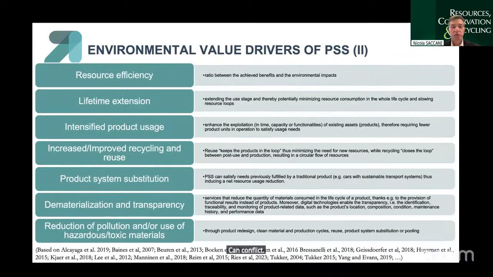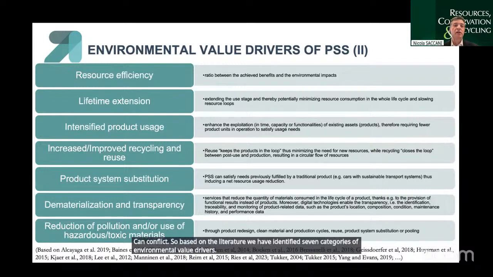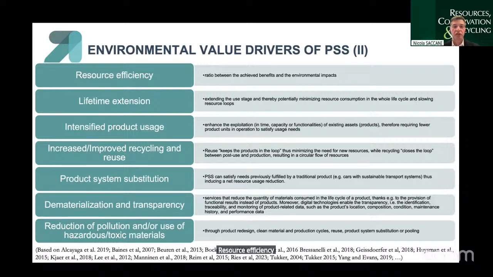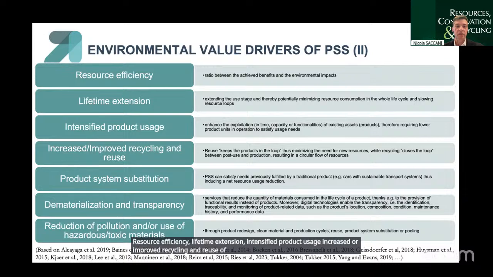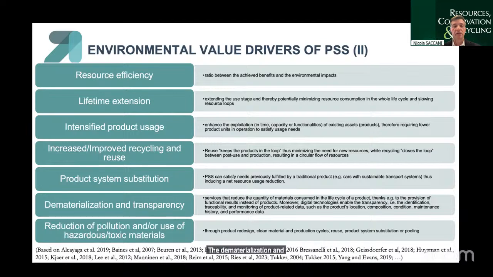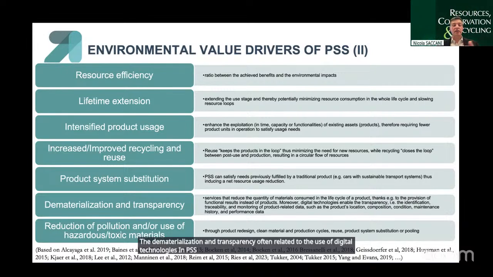Based on the literature, we have identified 7 categories of environmental value drivers: resource efficiency, lifetime extension, intensified product usage, increased or improved recycling and reuse of the asset at the end of the usage cycle, the product system substitution that is often entailed by PSS, the dematerialization and transparency, often related to the use of digital technologies in PSS offerings, and the reduction of hazardous and toxic or even critical materials and the pollution entailed.